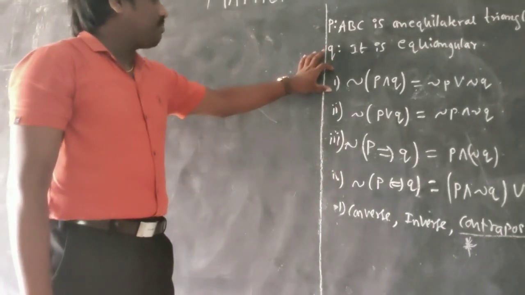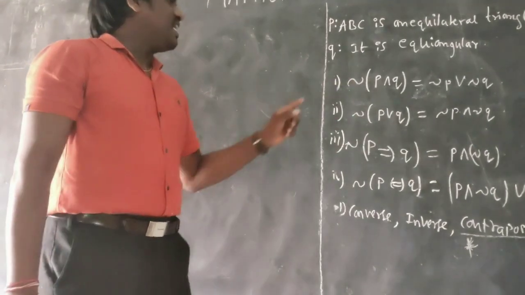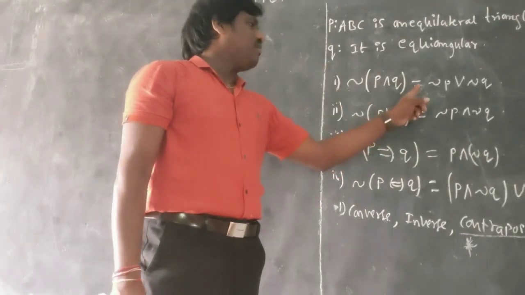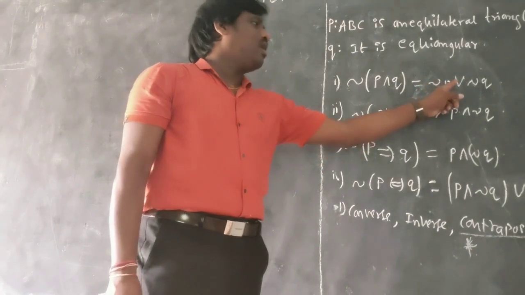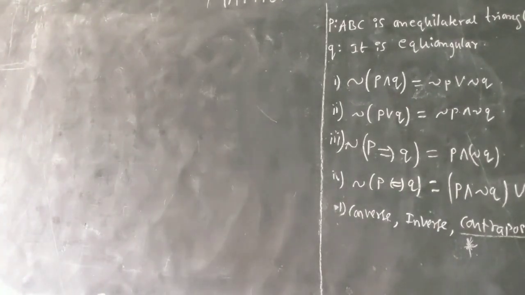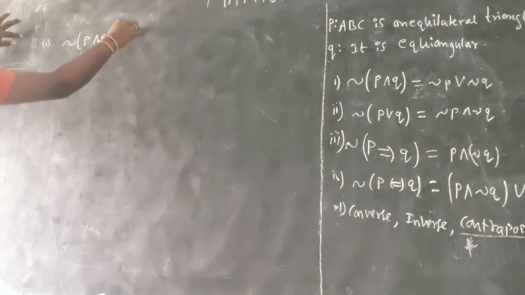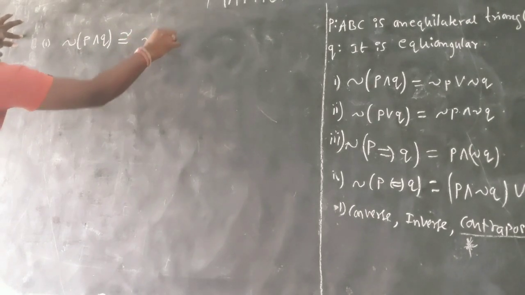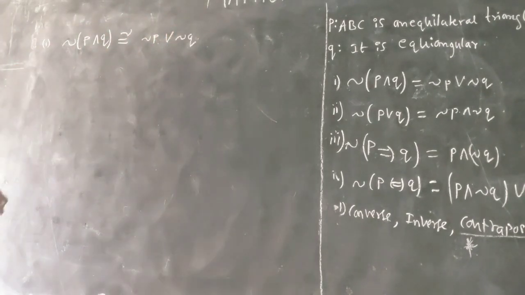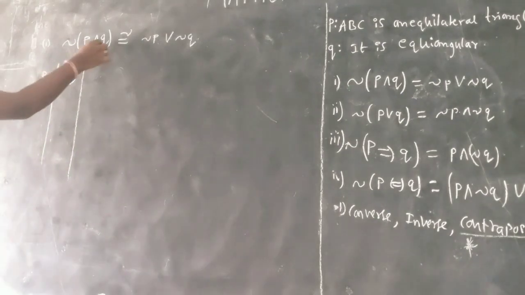Let me explain these things first. Now you have understood that negation of P and Q we can write as negation P or negation Q. Is it true? Let us check it. Whenever you have P and Q, its negation will be equivalent to negation P or negation Q. Let us see this proof. P is a statement, Q is a statement, and now you have P and Q.